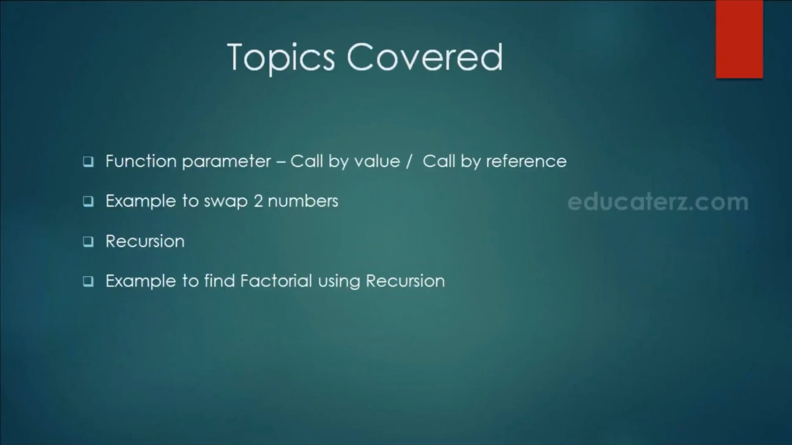Now the topics which we are going to cover are function parameters, that is call by value and call by reference. We will check the example to swap two numbers, then what is recursion, and then we'll see an example to find factorial using recursion.